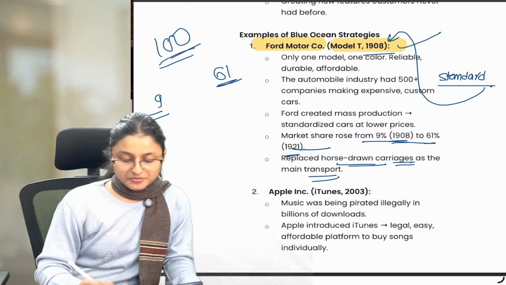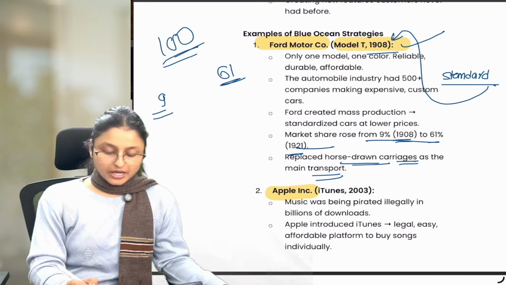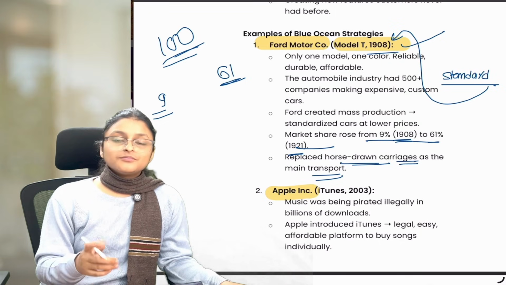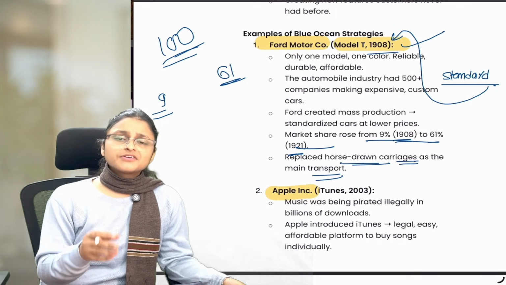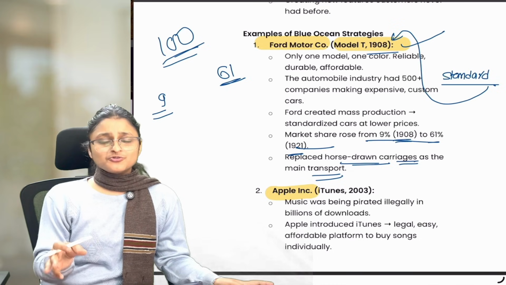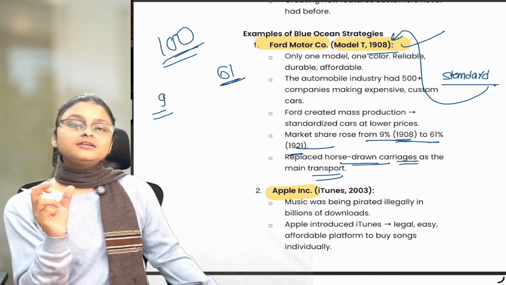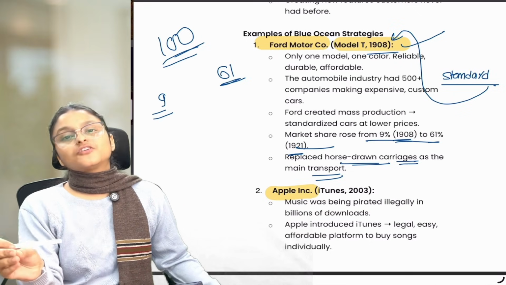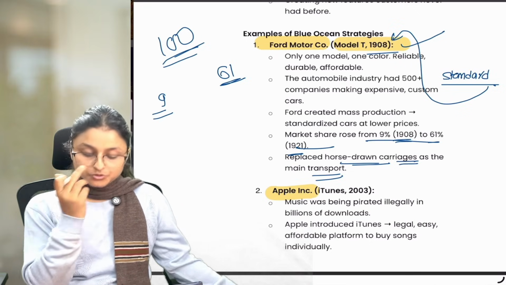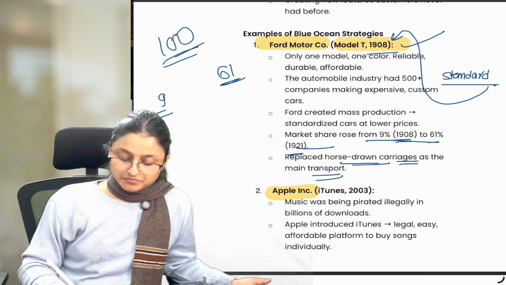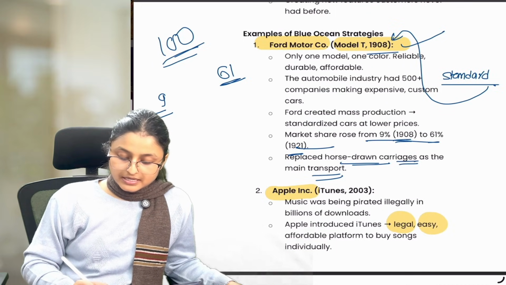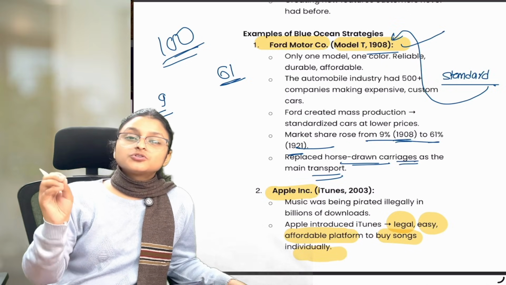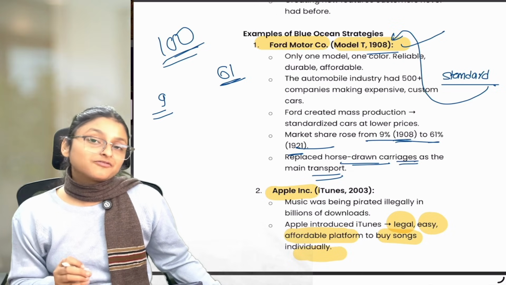Next comes Apple Incorporation, who introduced iTunes in 2003. Before the introduction of iTunes, music was pirated illegally, meaning everyone was downloading music directly from Google, and this illegal download of music does not provide anything to the producer of the music. So what Apple iTunes did, they made music a legal, easy and affordable platform so that you can buy songs individually. Whatever songs you like, you can buy from this platform.